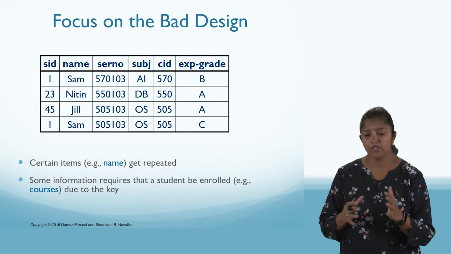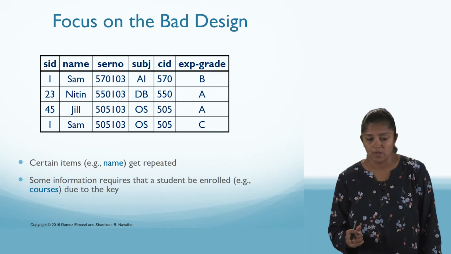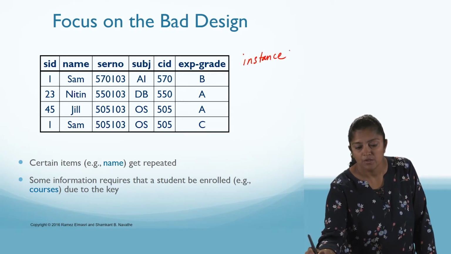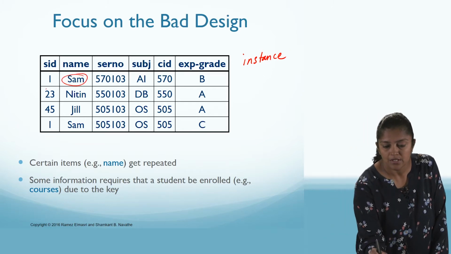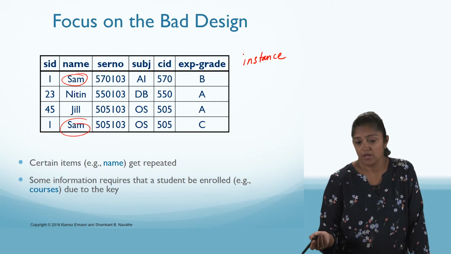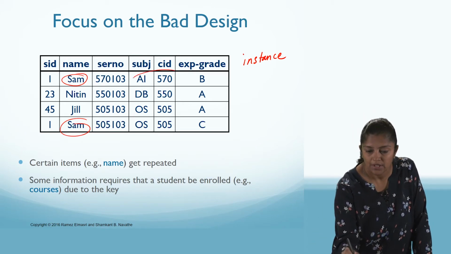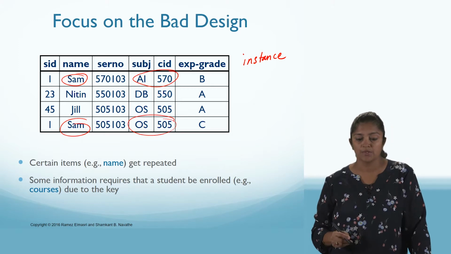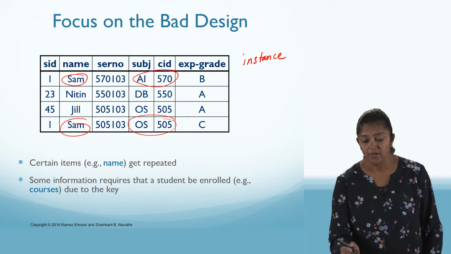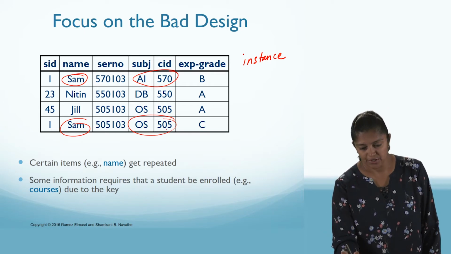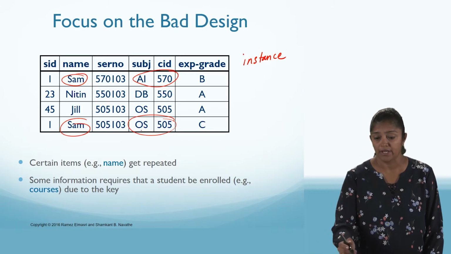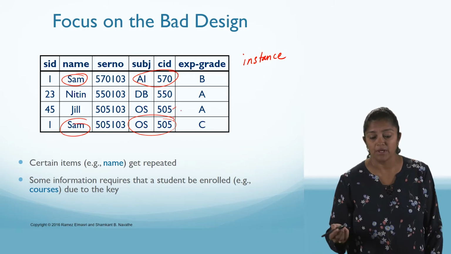Again, focusing on the bad design that we saw earlier, this is a sample instance of data. For student Sam, you see there are multiple entries because he has enrolled in multiple courses, an AI course and an operating systems course. We see that some information there is getting repeated. Also, we see that the information that the course ID 505 belongs to the subject operating systems is repeated in multiple rows.